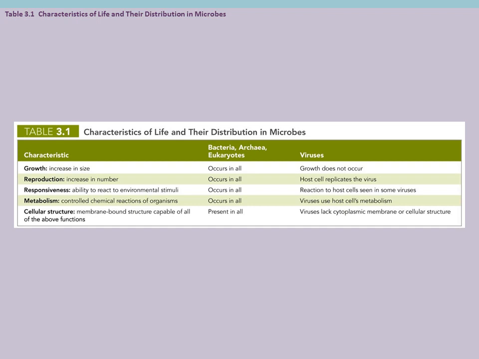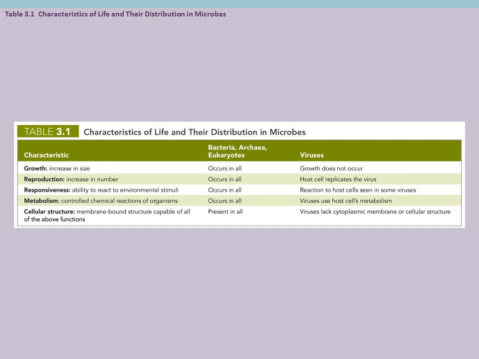Responsiveness is how you respond to various stimuli that are present in your surrounding environment. Metabolism is the chemical reactions that are occurring in the organisms that are necessary for its survival. In this case, all organisms are capable of carrying out metabolic processes. Viruses do carry out some, but they are also very good at utilizing their host cells' metabolism.